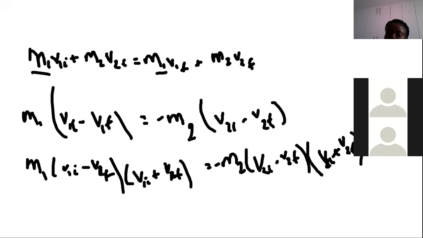Okay, so dividing this equation, you are now going to divide this equation with that equation. Okay, so if we divide that equation, remember we have M1 times V1 initial minus the V1 final, okay, times the V1 initial plus the V1 final equals to the minus M2. Just continue writing those values.